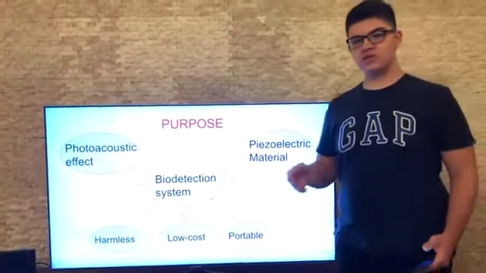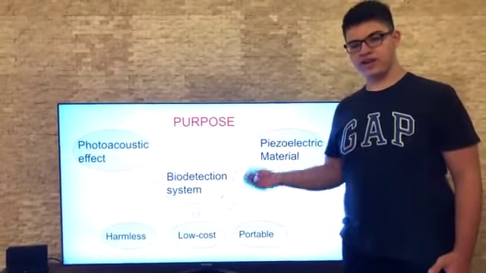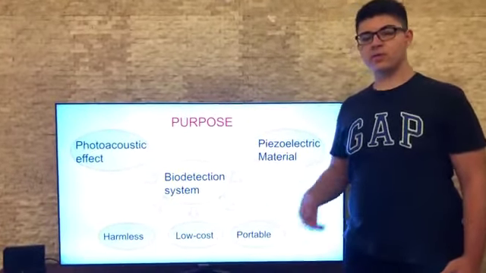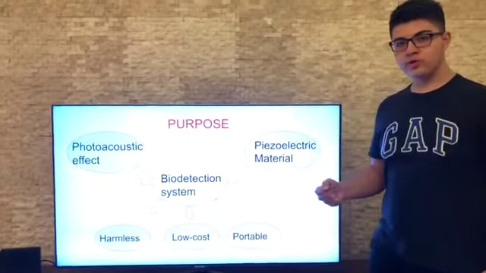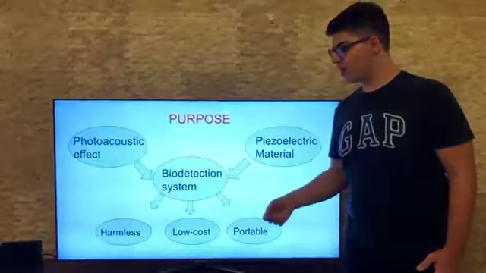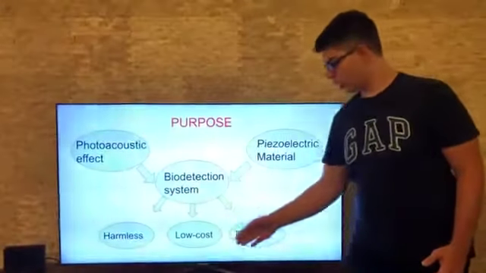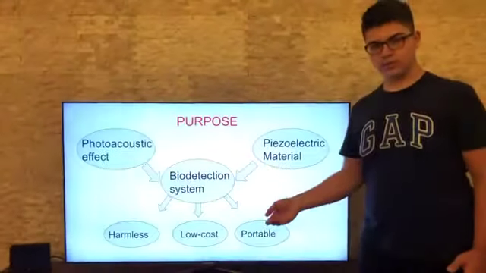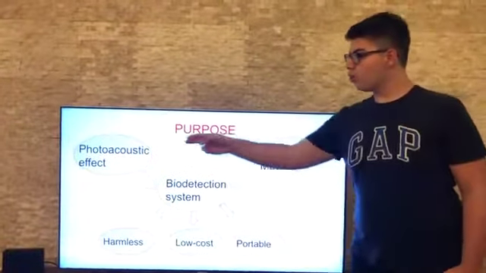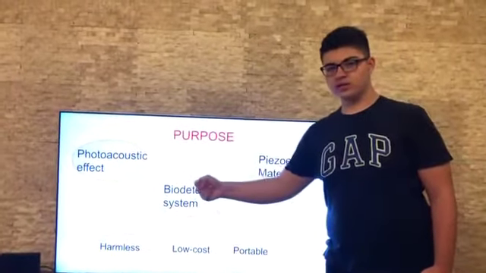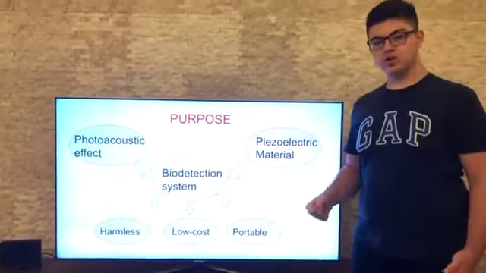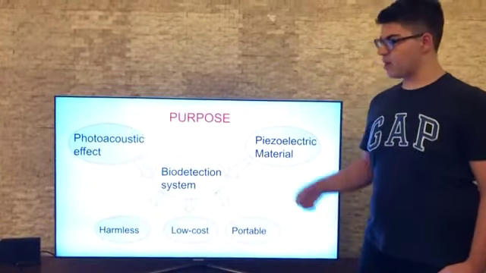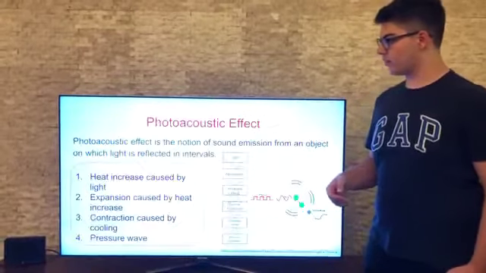One of them is that some of them are harmful because of the radiation they use, and most of them are really expensive, like the MR machines in hospitals. So we wanted to create a biodetection system that is harmless, low cost, and portable. For this, we decided to use photoacoustic effects, and we used piezoelectric material to measure the photoacoustic effects for the reasons that I'm going to explain.